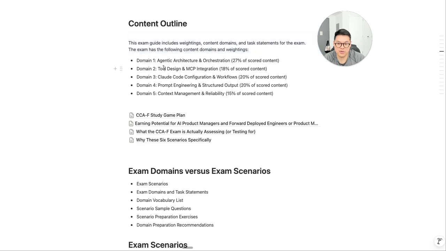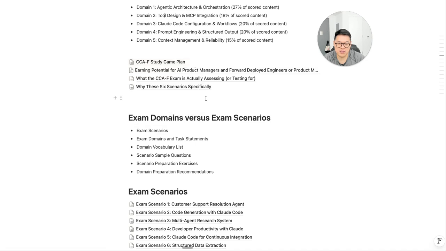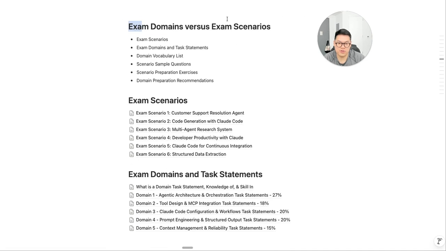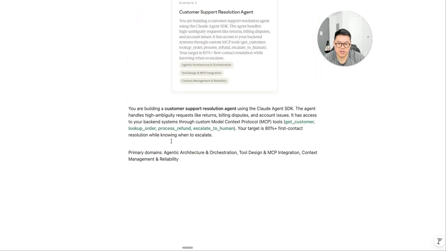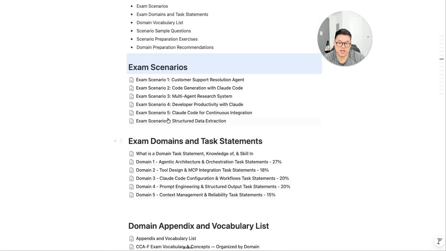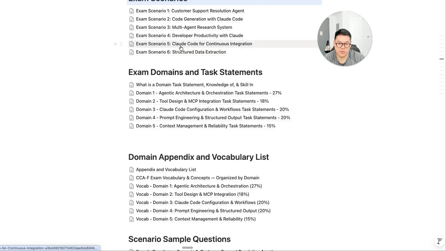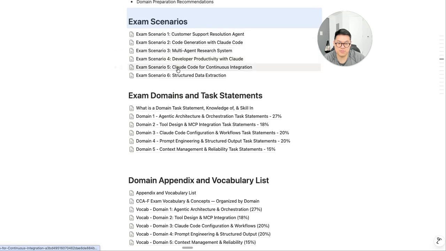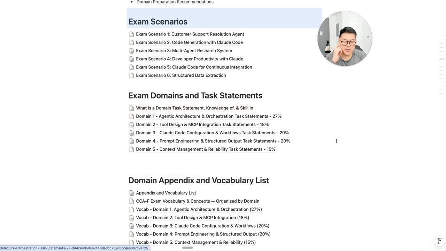And then I've also made my own CCA-F study plan. I have domains versus scenarios. I have the exam scenarios right here. Every time you click it open, there are 6 exam scenarios: exam scenario 1, 2, and I'm going to go through all of that in a second. It just made it a little bit easier for me to understand everything, coming from a largely non-technical recruiting, sales, and marketing background, right?